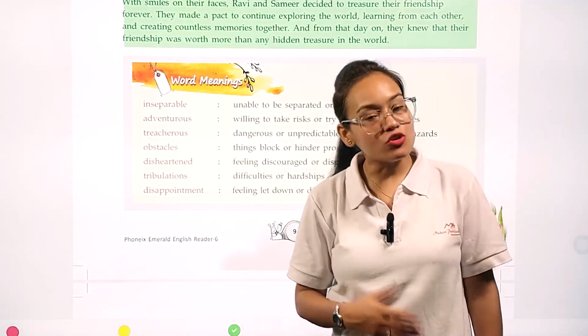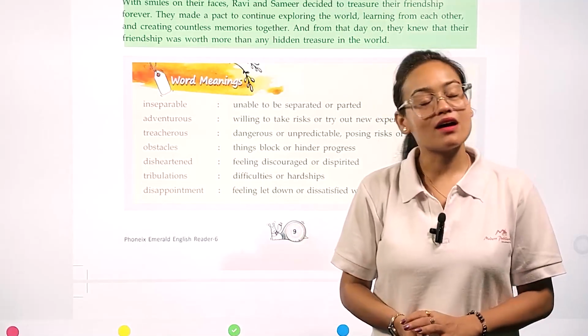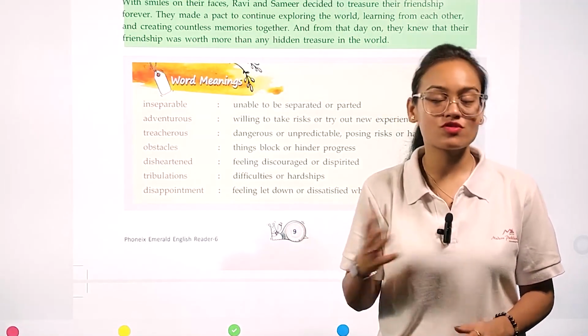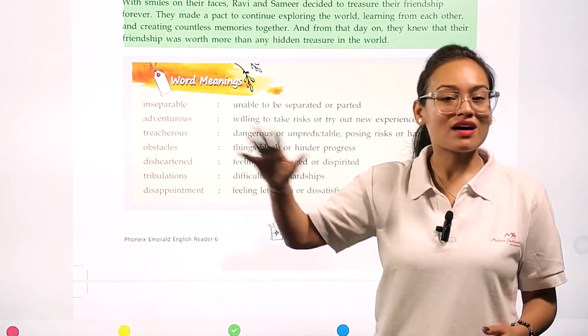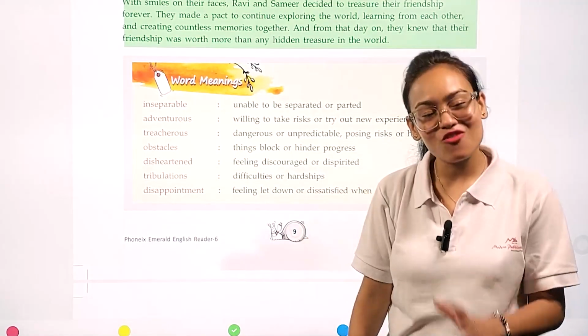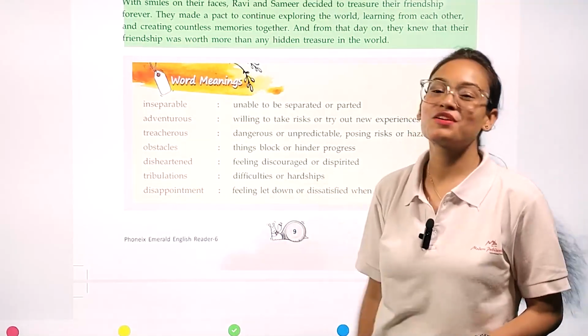Disappointment is a feeling you feel. I'm just giving an example. You set a specific mark that you are going to achieve in your upcoming examination, but unfortunately you are not able to get it. That feeling is called disappointment.